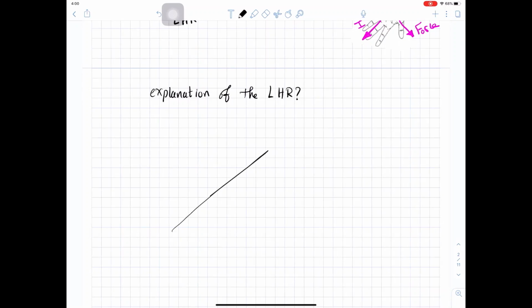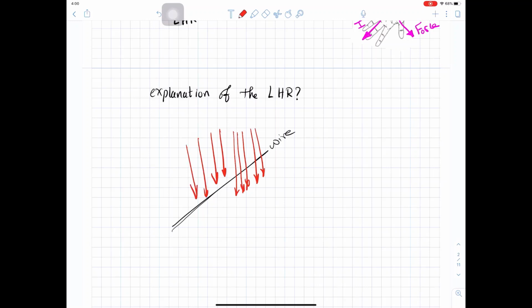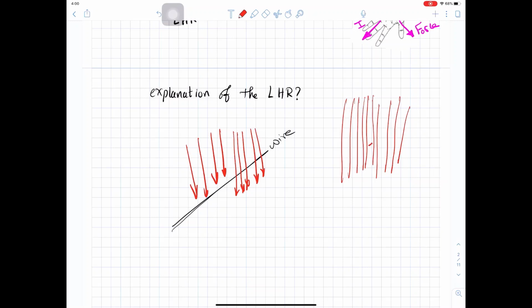So assume this is a wire here, and around this wire you have flux. There are flux lines on the right side of the wire, and there are flux lines on the left hand side of the wire. And these flux lines are going vertical. So you have vertical flux lines, and then in between them you added your wire. So some of these flux lines are on the left side, and some of these are on the right side.